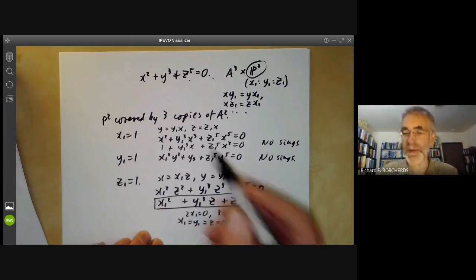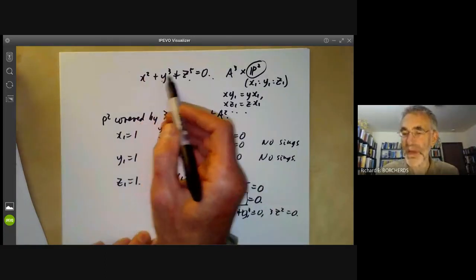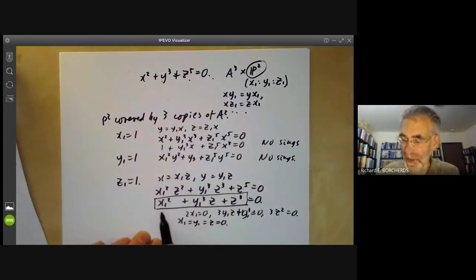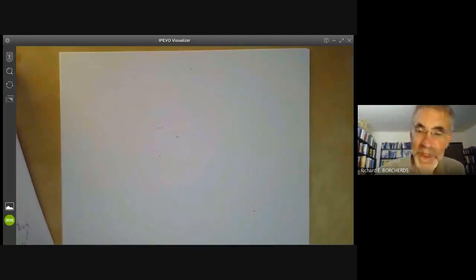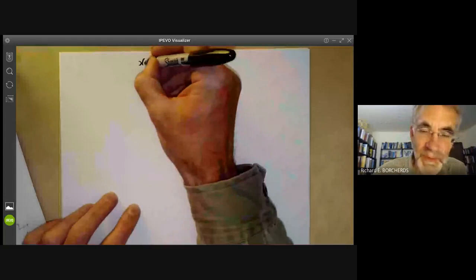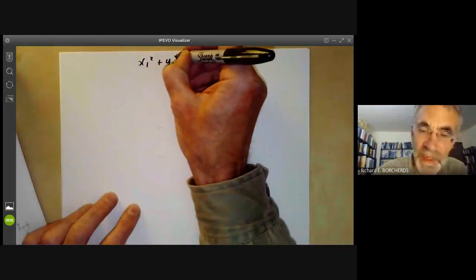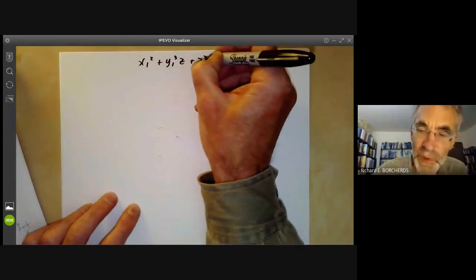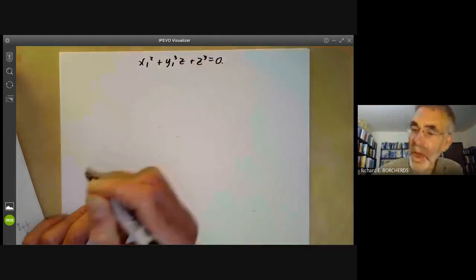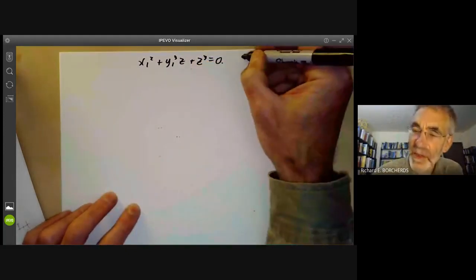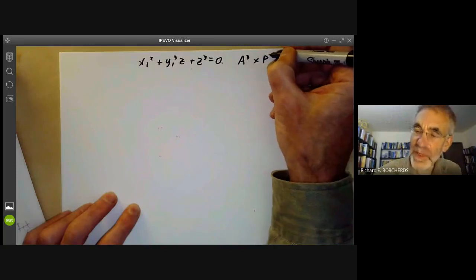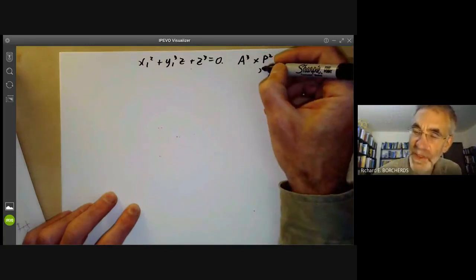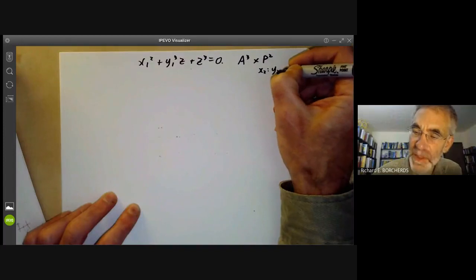So what we've done is we've gone from x squared plus y cubed plus z to the 5 to a slightly simpler curve here. So now we do the same thing with this new curve. So we take the curve x1 squared plus y1 cubed z plus z cubed equals 0. And again, this is embedded in A3, so we multiply it by a copy of P squared, and this time we're going to call the coordinates x2, y2, z2.